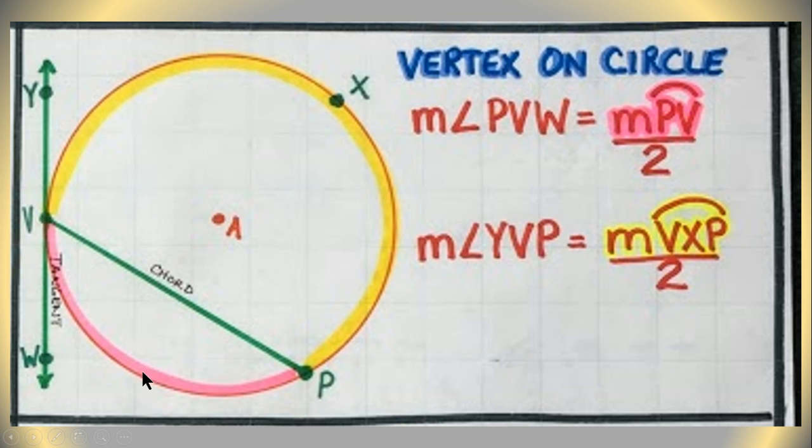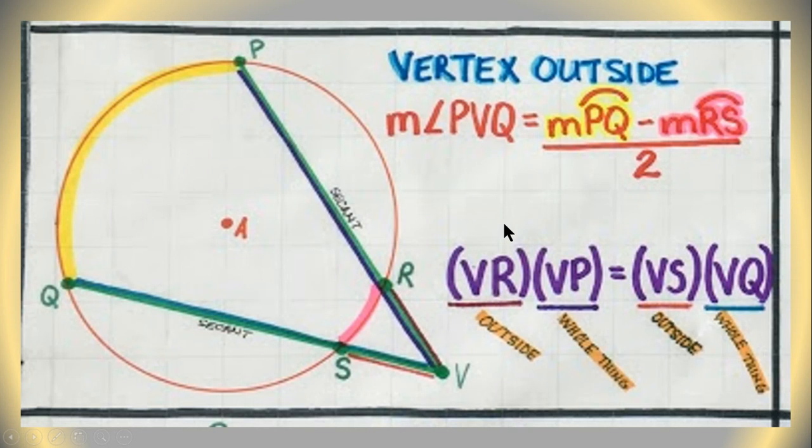Here's another example where the vertex is on the circle. And if we want to find this angle, angle PVW, it's the same formula. We take the intercepted arc, which is pink, and divide it by 2. If we want to find angle YVP, then we have to take the arc that YVP intercepts, which is this yellow arc. And if we take that arc and divide it by 2, we'll know angle YVP.